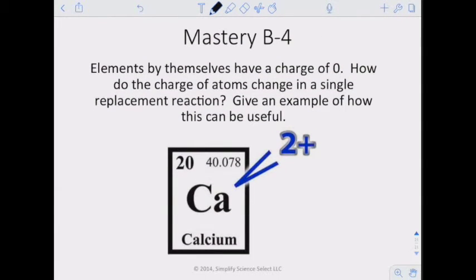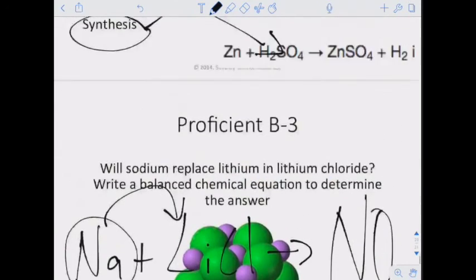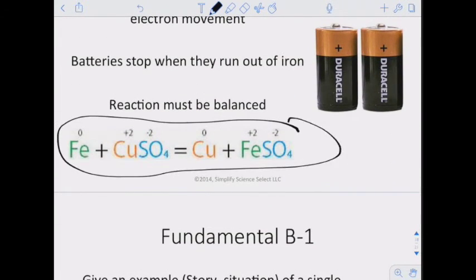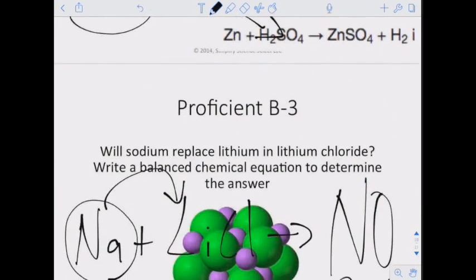And our mastery level question. It says elements by themselves have a charge of 0. How do the charges of atoms change in a single replacement reaction? Give an example of how this can be useful. And so when we're looking at this, if we go back to our battery example, here's a great example of it. We have iron reacting with copper sulfate. See that iron is 0, and then it goes through and iron changes to a +2 oxidation state, and now copper is 0. And so you can take this, and because it changes those oxidation states, it becomes very useful, and we can use them in batteries.